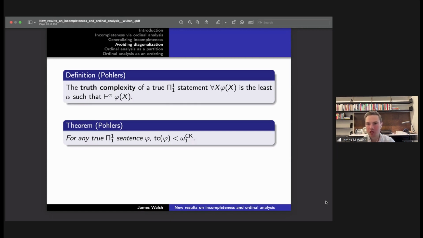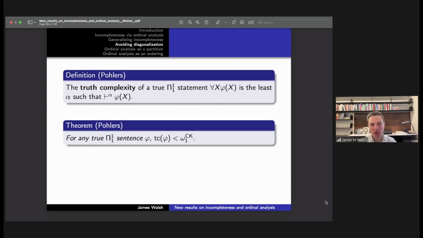And Pohlers shows that for any true Π¹₁ sentence phi, the truth complexity of phi is strictly less than omega 1 CK. So it's strictly below omega 1 CK, which is to say it's a recursive ordinal. So the truth complexity of any true Π¹₁ sentence is recursive.